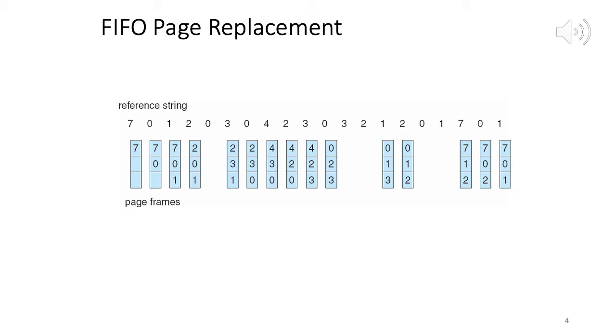Next reference is for page 0. 0 is already inside memory, no page fault. Next reference is for page 3. 3 is not in memory, so we have to evict between 2, 0 and 1. The oldest among page 2, page 0 and page 1 is page 0. So we evict 0 and put 3 in its place. Now which pages do we have in memory? 2, 3, 1. So we had a page fault there.